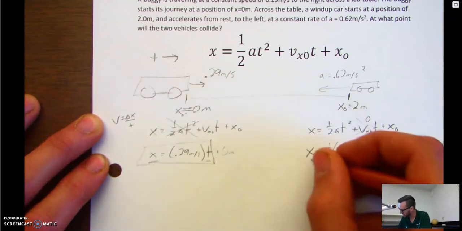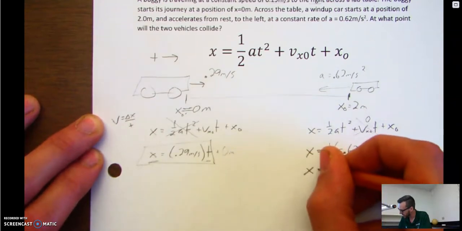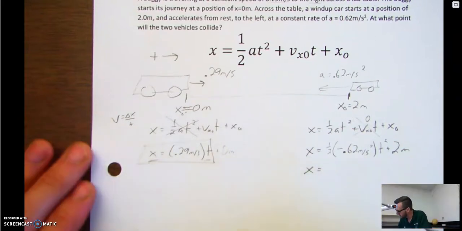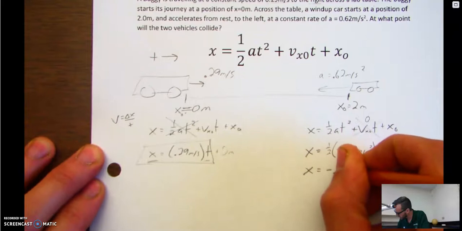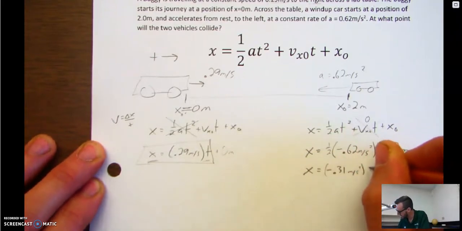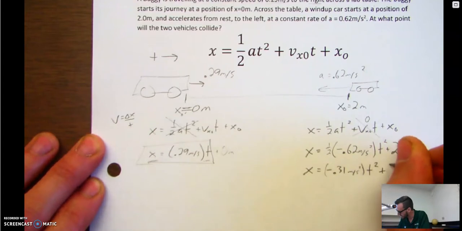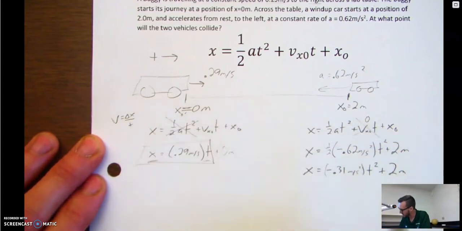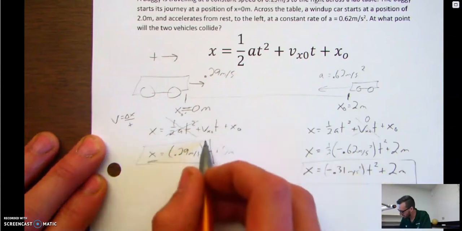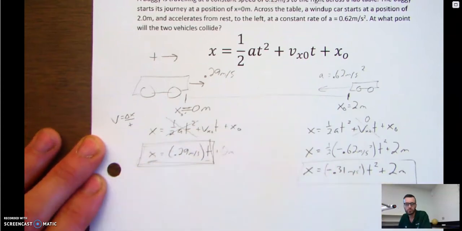All right, so let me just simplify this here real quick. If I combine these terms together, the 1/2 and the negative 0.62, we're going to get negative 0.31 meters per second squared times t squared plus 2 meters. All right, so as you can see, we have 2 equations for our 2 separate cars.